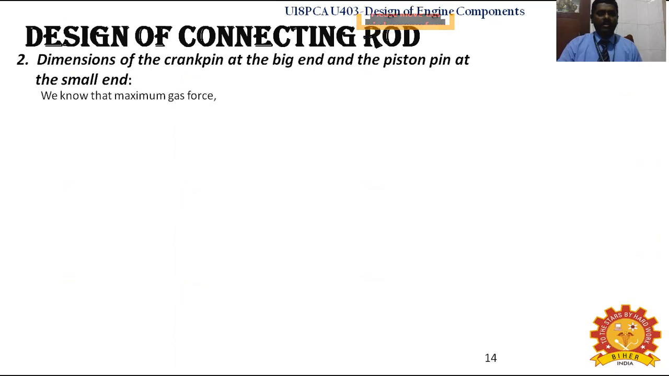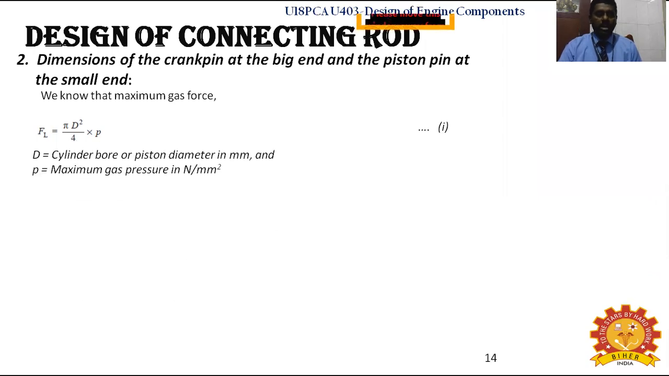And about the dimensions of the crank pin at the big end and the piston pin at the small end. So we know about the maximum gas force. Already we have seen that it is the area of the piston, pi D square by 4, into pressure. So pi D square by 4 into P is the maximum gas force, where D is the cylinder bore or piston diameter in mm, and small p is the maximum gas pressure in Newton per mm square.